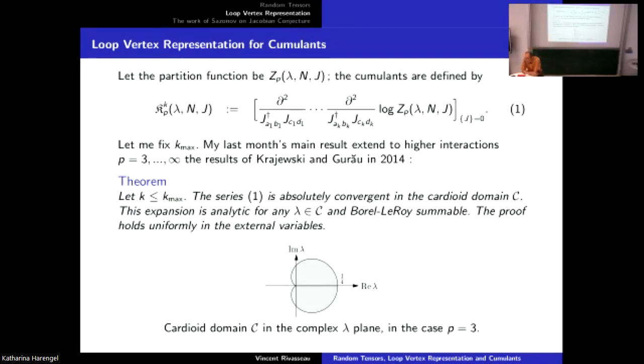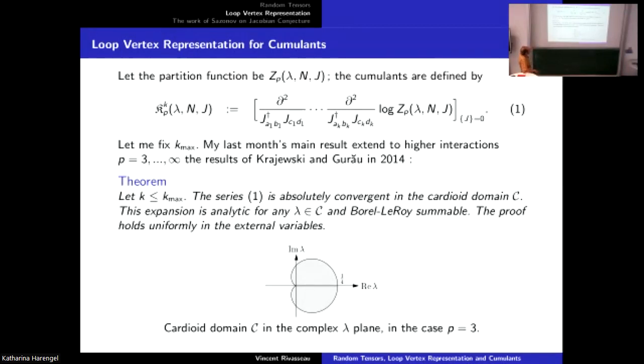Let the partition function be P of lambda and J. The cumulants are K, P of lambda and N and G. Let me fix Kmax. My main result extends to higher interactions, P from 3 to infinity.